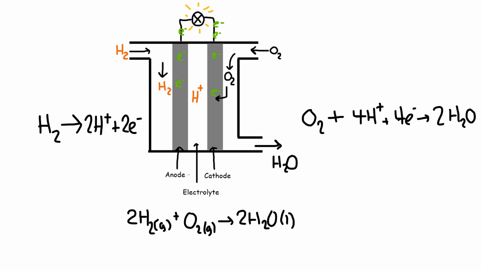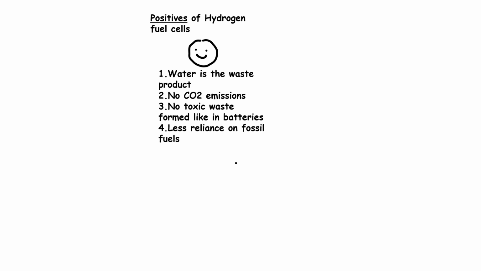So hydrogen's the fuel and it's supplying the electrons. It's not being burnt. It's not being combusted. You might think, oh, it's combustion, hydrogen burning in oxygen. We can do that, but that's not what we do in a hydrogen fuel cell.